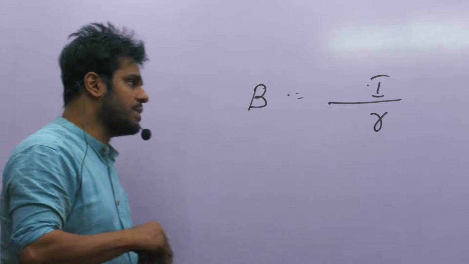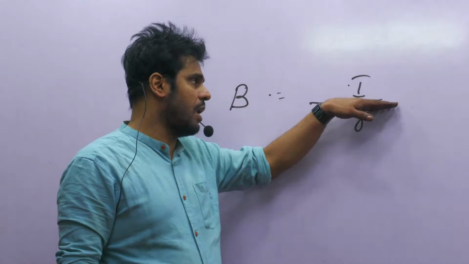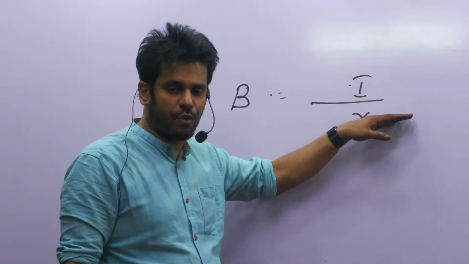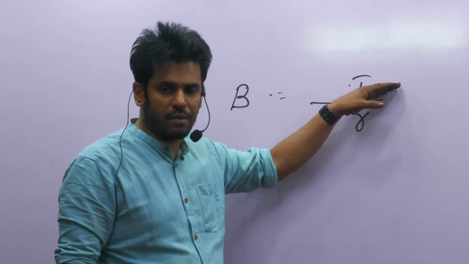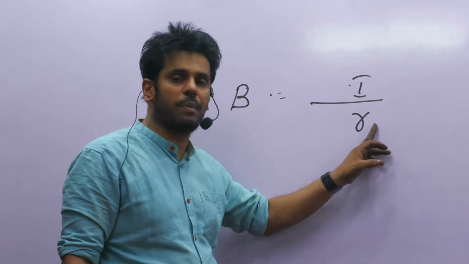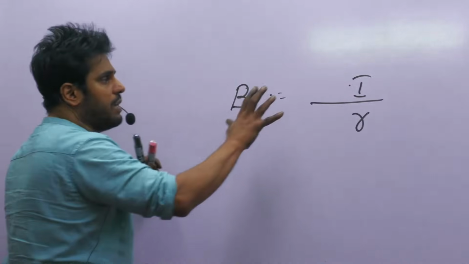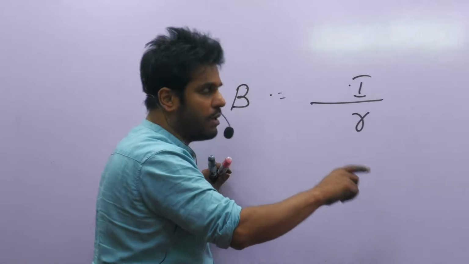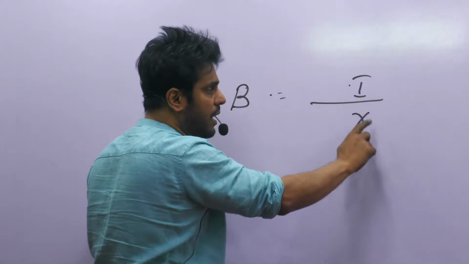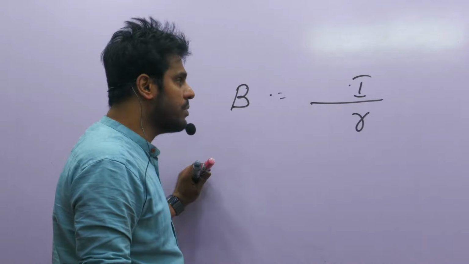Now in all the equations in magnetic field, I exists upon the line because the magnetic field is generated by current, and again the magnetic field is inversely proportional to distance. So in all the equations in magnetic field, I should be here and R should be below the line. Now that's the first thing.